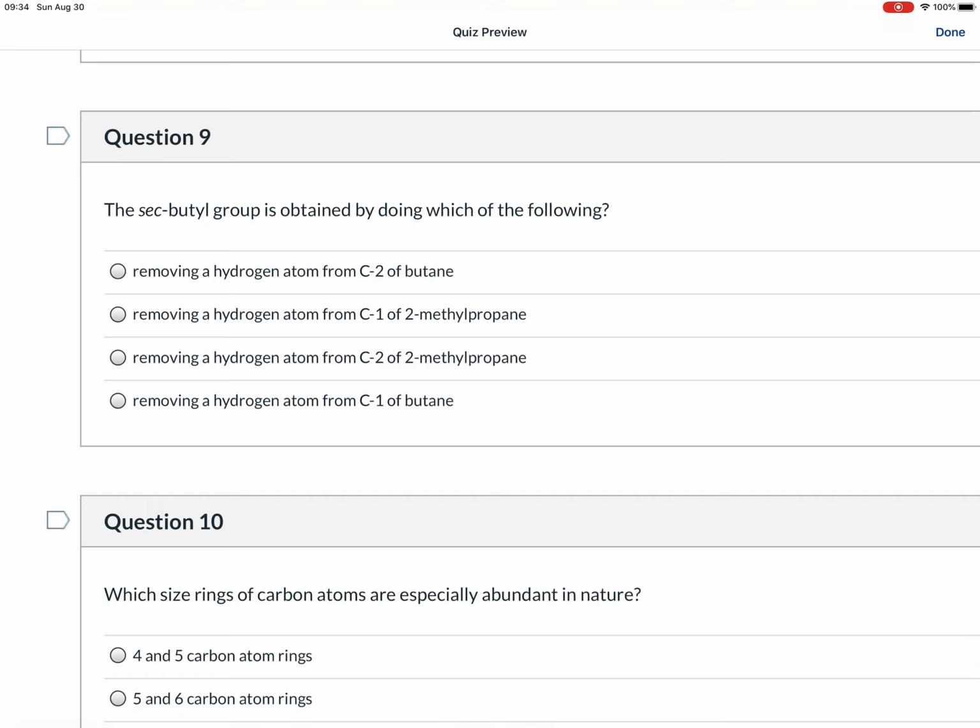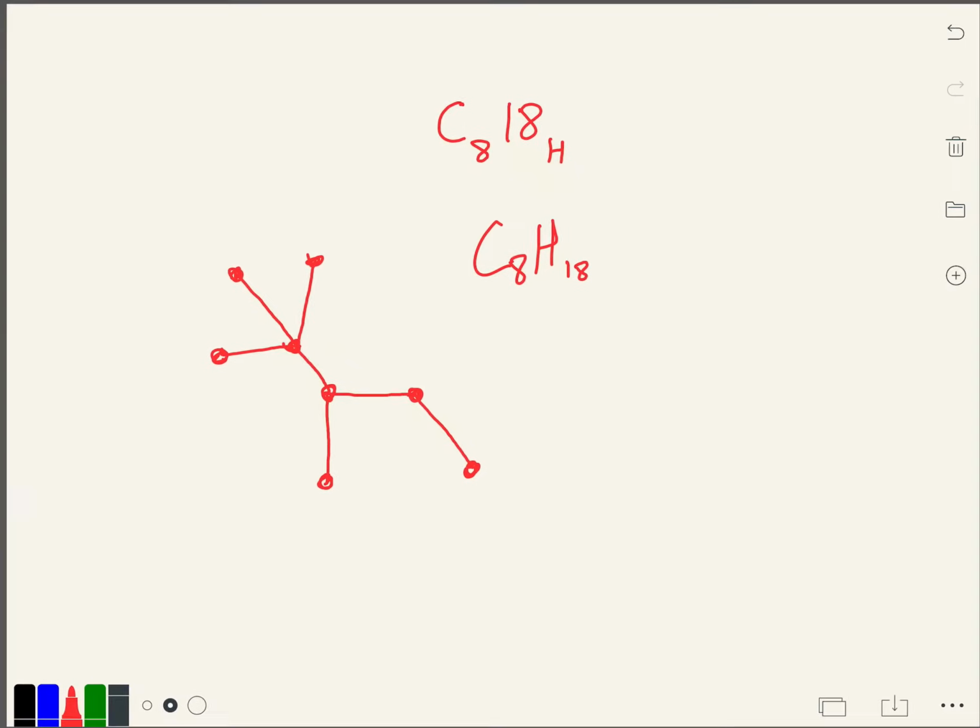The sec-butyl group is obtained by doing which of the following? Removing a hydrogen atom from C2 of butane, removing a hydrogen atom from C1 of 2-methylpropane. The question here is, if I wanted to add sec-butyl to one of my molecules, what do I have to take off of a butane or a 2-methylpropane to do that? So I'll just show you.